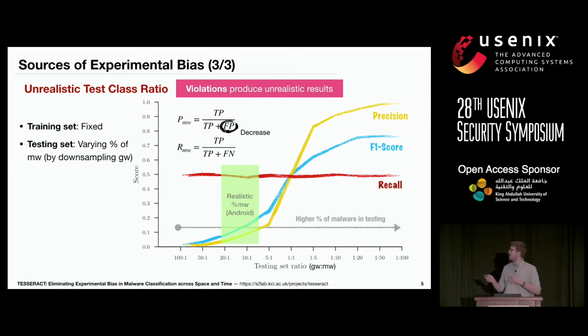Here, in the green rectangle, I am highlighting the realistic percentage of malware in the wild in the case of an Android domain. And you see that this is on the left part of the plot, where the performance is much worse. But just by changing the composition of the dataset, performance can get much better.